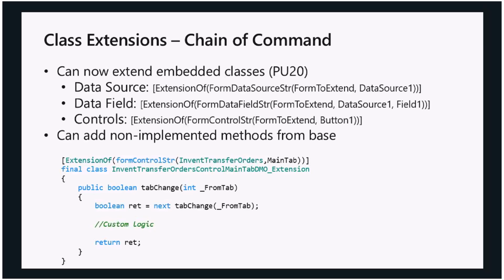So for each of the different embedded classes, you will need a separate extension class. Depending on the type of object you are extending, you will use different values for the extension of attribute, either form data source string, form data field string, or form control string. This slide shows you the basic format of each. As mentioned earlier for forms, it is also possible to add methods that are not implemented in the base class. This example shows how you can hook into control events, even if the original control did not handle this event.